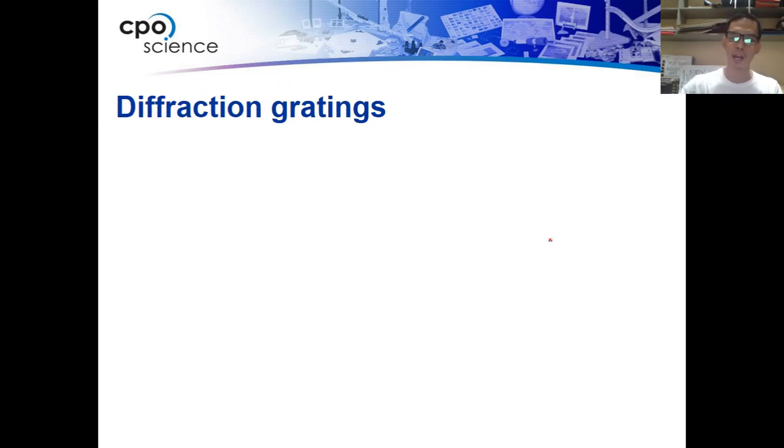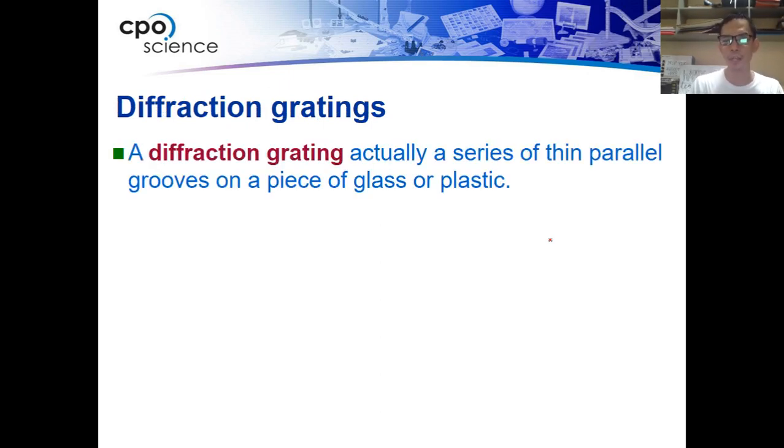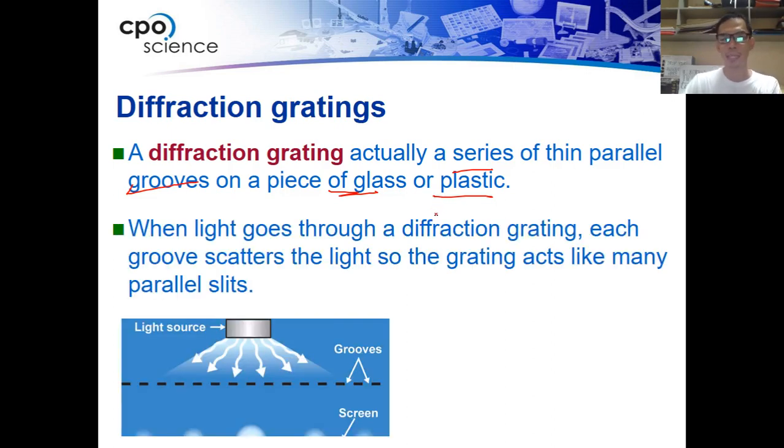Next, what do we have right here? We call this a more complicated version of diffraction. We call it diffraction gratings. A diffraction grating is a series of thin parallel grooves on a piece of glass or plastic. These are some form of slit that can be found on glass or plastic. Similar to diffraction, there will be a small slit opening that corresponds to a certain wavelength of light. Technically, this is not just one or two, but multiple slits on a particular surface of glass or plastic.